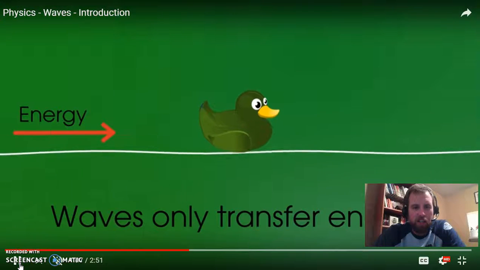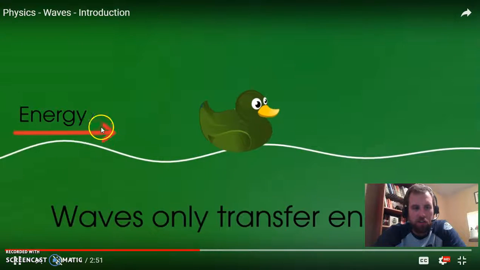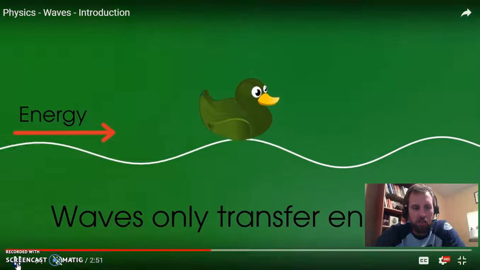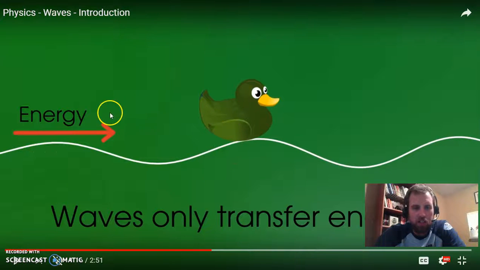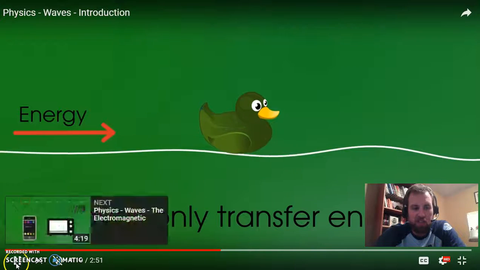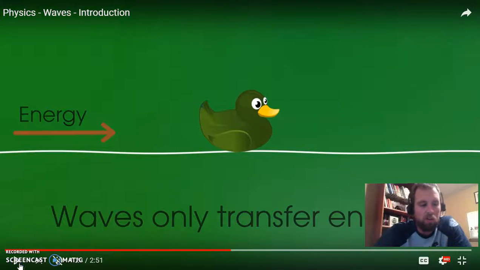So we got a nice rubber ducky here floating on the water, and as the waves are moving, they're transferring energy. You can see that the duck is not moving with the waves. The waves are not making the duck move. Okay, they are simply making the duck go up and down. The energy is transferring through the waves, but not the duck itself. You can see here, the duck is pretty much just staying in the same exact place. So waves transfer energy. They do not transfer matter.